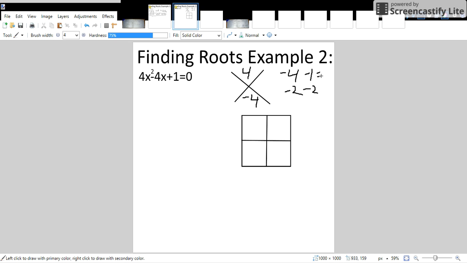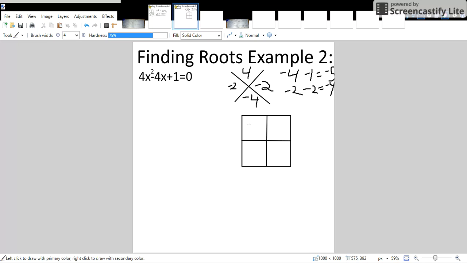Well, negative 4 plus negative 1 is negative 5, and that's not our b that we want. Let's try the other one. Negative 2 plus negative 2 is negative 4. If you ever come across a situation where none of the factor pairs actually work, then that means that this is not factorable, and we'll use a different equation to find it. You'll see in a later video. So let's go ahead and decompose our b into a negative 2 and a negative 2.